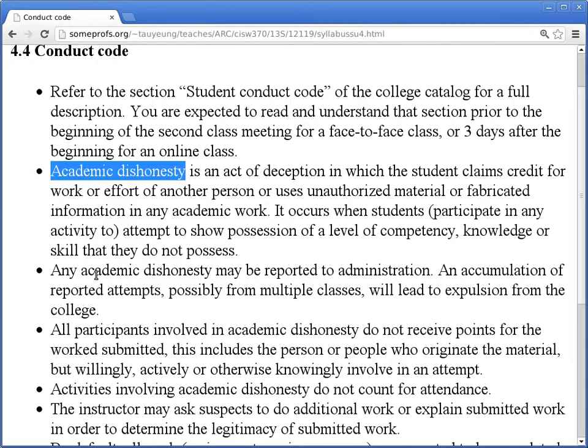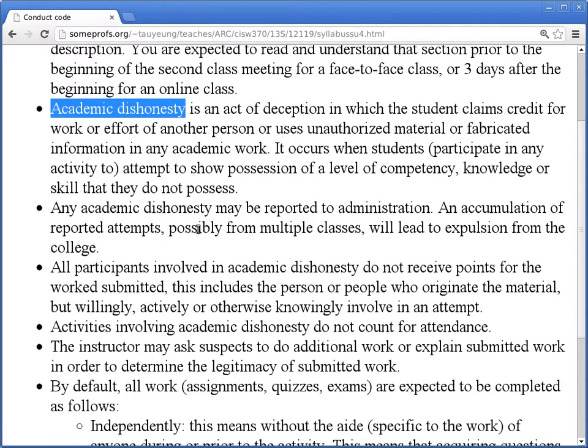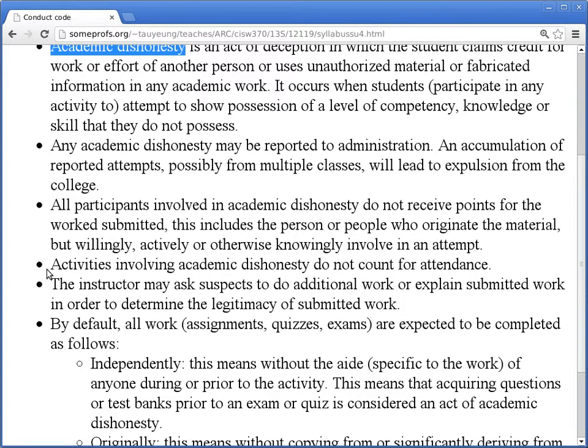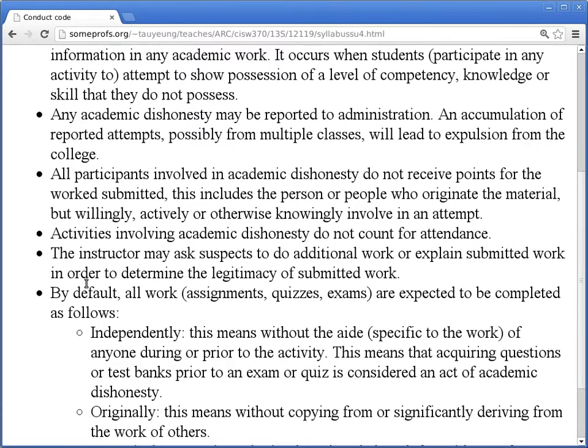So I do not care how it is done, as long as it fits these requirements, I will still consider that academic dishonesty. All of that will be reported, and people involved will not receive points for the work submitted. And activities, including that, will not be counted for attendance. It doesn't apply to an online class. The instructor, that's me, may ask anyone suspected of doing that sort of thing to do additional work, or to explain, okay, can you explain to me why this is the correct answer?